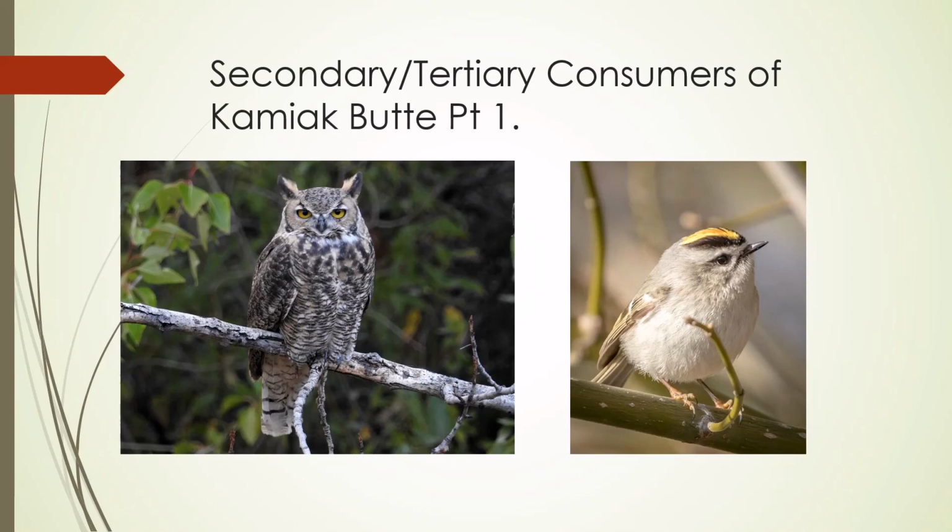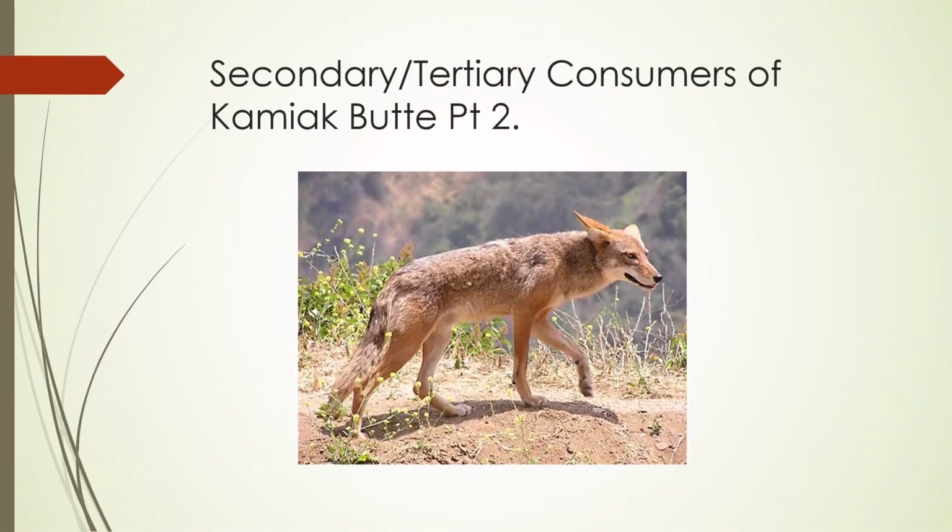There are also several mammalian carnivores that occupy the upper levels of the food chain on Kamiak Butte. One would be the coyote. These predators are widespread throughout North America, and their diet is similarly broad. They are known to feed on carrion, being rather opportunistic eaters, and they also feed on small animals, such as rabbits, squirrels, and mice, as well as larger animals, such as mule deer, elk calves, and even domestic livestock.